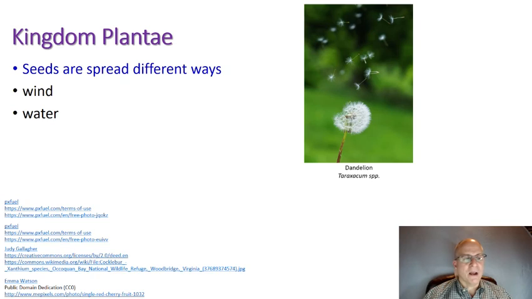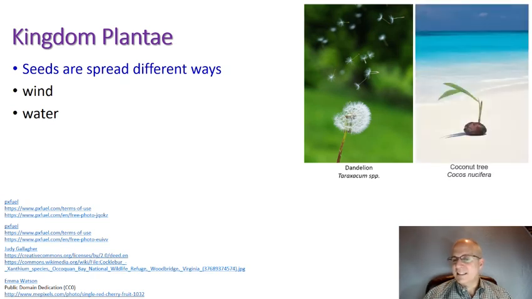Some plants are going to be spread by water, and a classic example of this would be the coconut. So coconut palms grow on the shores of oceans. If the coconut lands in the water, it can float for hundreds or thousands of miles away until, when it reaches land, it can sprout into a new coconut tree.